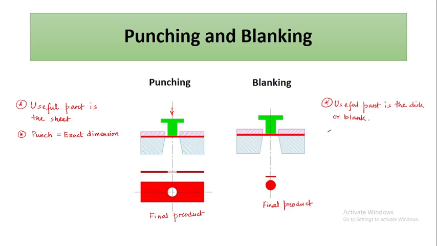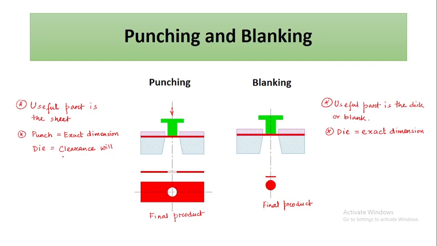Okay. Similarly, in case of blanking, the die will have the exact dimension. You just have to remember this one, so you can easily figure out where we have to put the clearance. So as in case of punching, the punch will have the exact dimension, we need to provide clearance on the die. So on the die, the clearance will be given.